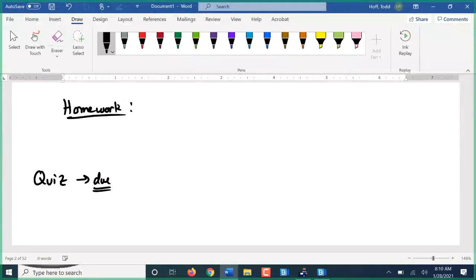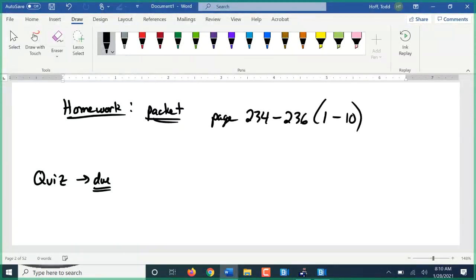Your homework for today, there's a packet. This is the same packet we started last week. I think we worked on it on Monday as well. But I did repost it on Blackboard in case you don't have it anymore. In that packet is page 234 through 236. Problems 1 through 10 on direct and inverse proportion.